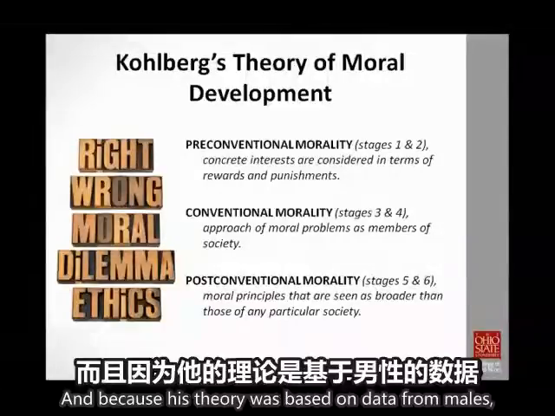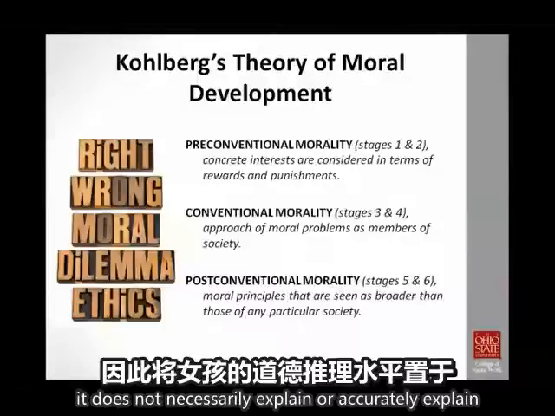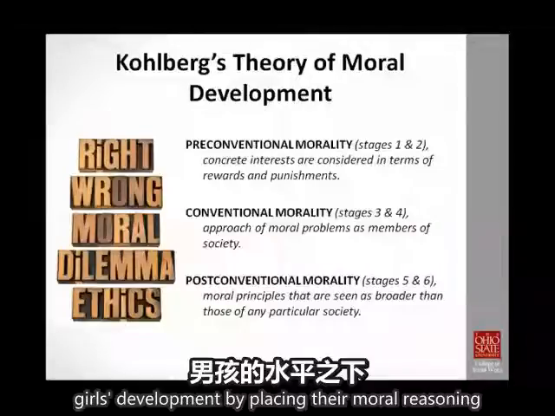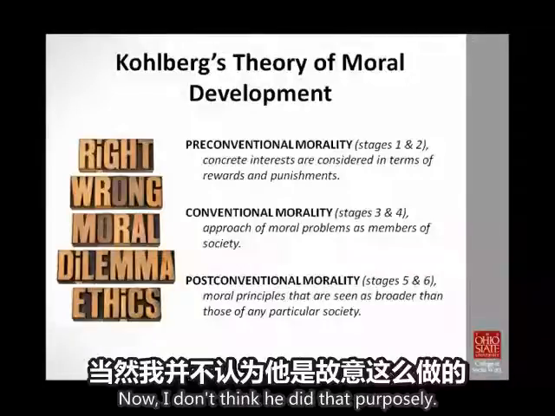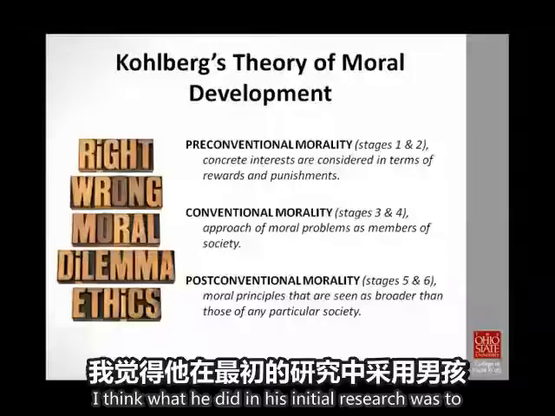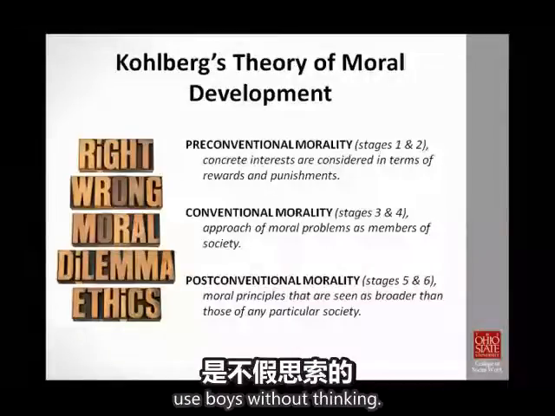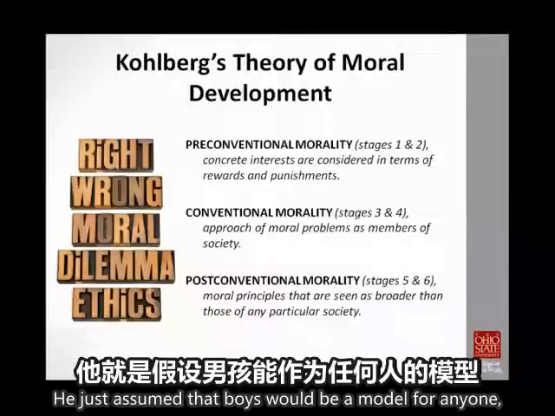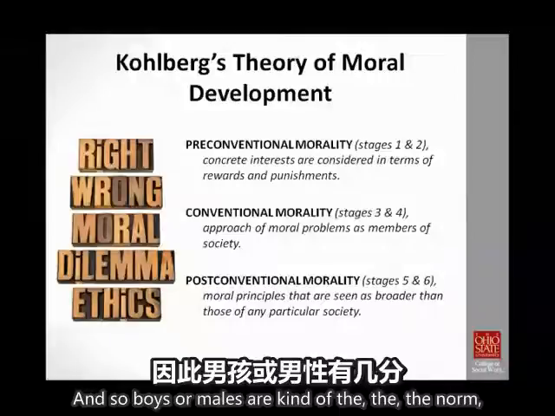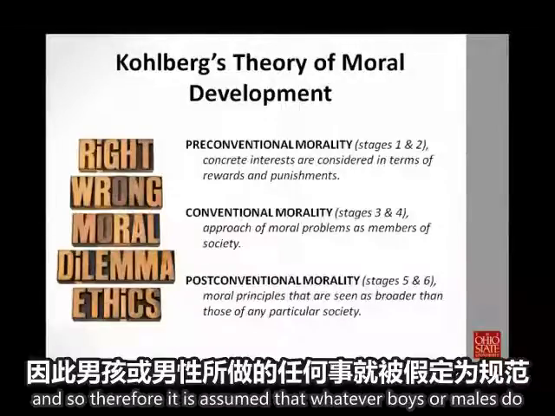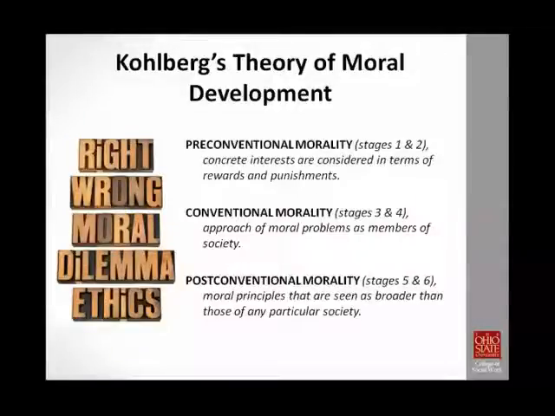And because his theory was based on data from males, it does not accurately explain a girl's development by placing their moral reasoning at a lower level than that of boys. Now, I don't think he did that purposely. I think what he did in his initial research was to use boys without thinking. He just assumed that boys would be a model for anyone, whether the person was a girl or a boy, right? And so boys or males are kind of the norm, and so therefore it is assumed that whatever boys or males do is the norm.